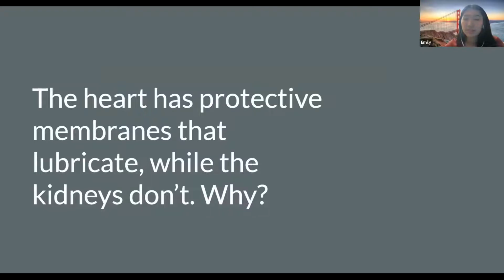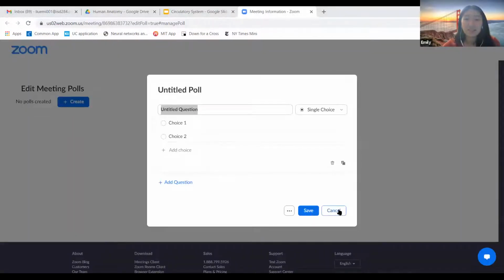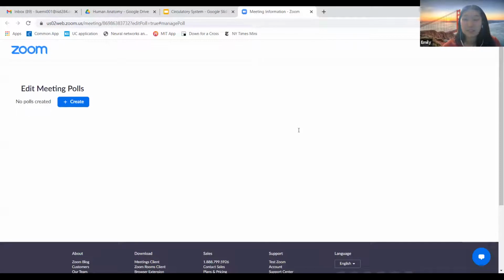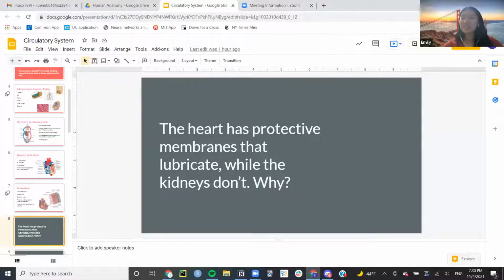What do you think? Based on what you know about the kidneys. Well, maybe I should make a poll. Oops. Nope, bad idea. I'm too inexperienced with Zoom to make a poll right off the bat here. That's okay, we'll just do this.